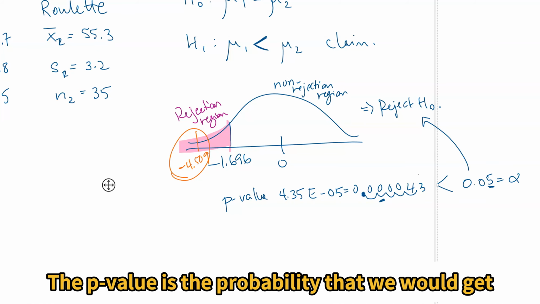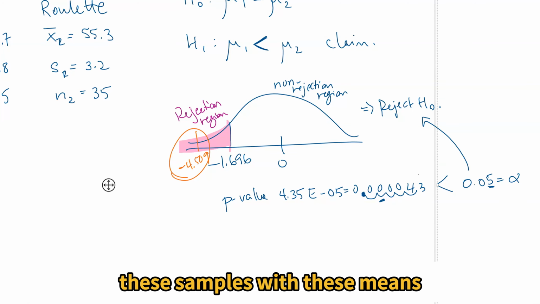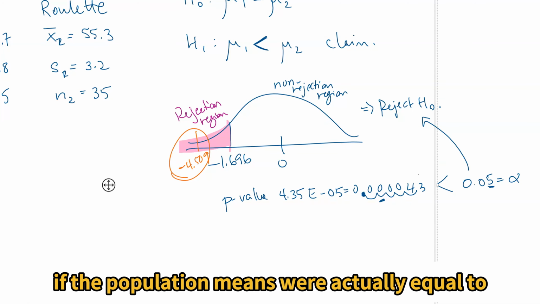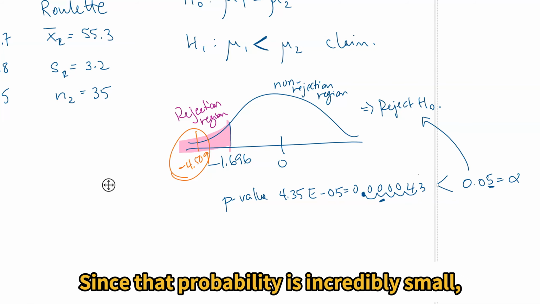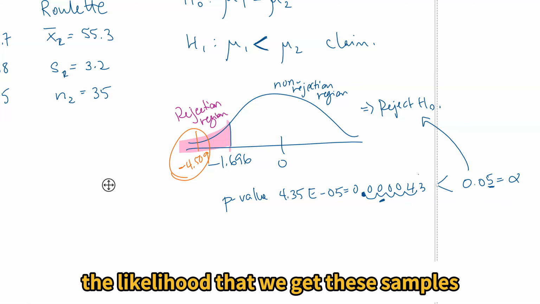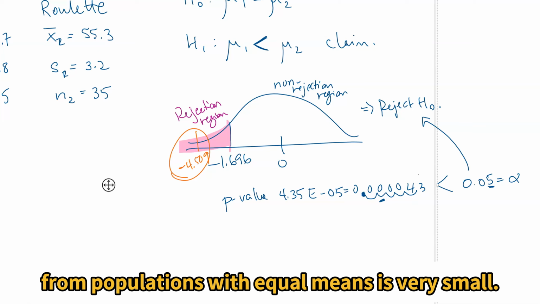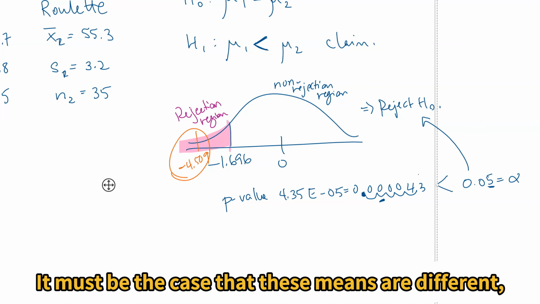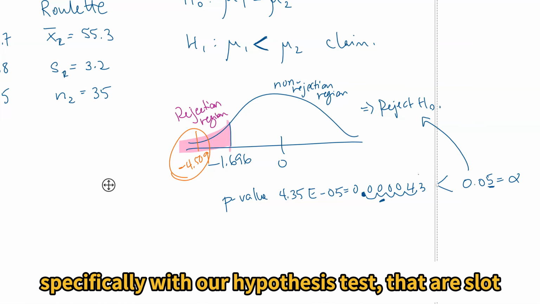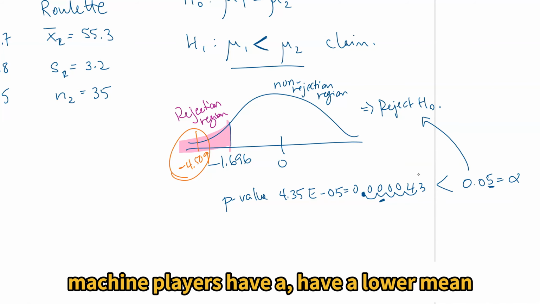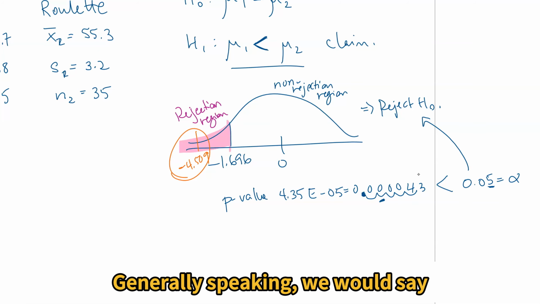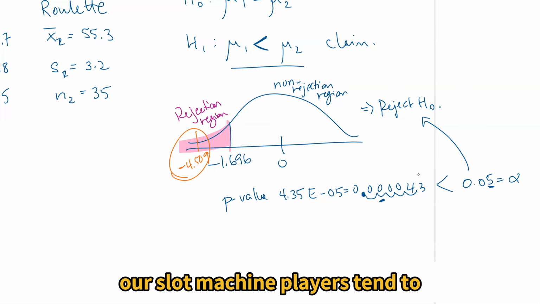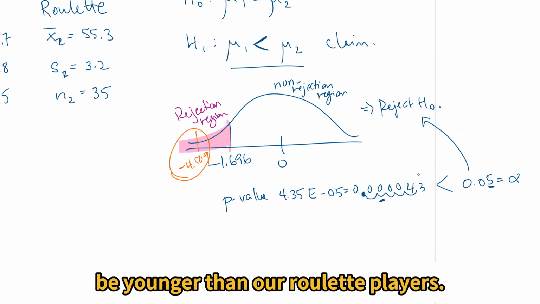The p-value is the probability that we would get these samples with these means if the population means were actually equal to each other. Since that probability is incredibly small, the likelihood that we get these samples from populations with equal means is very small. And that's why we reject the null. It must be the case that these means are different, specifically with our hypothesis test, that our slot machine players have a lower mean than our roulette players. Generally speaking, we would say our slot machine players tend to be younger than our roulette players.